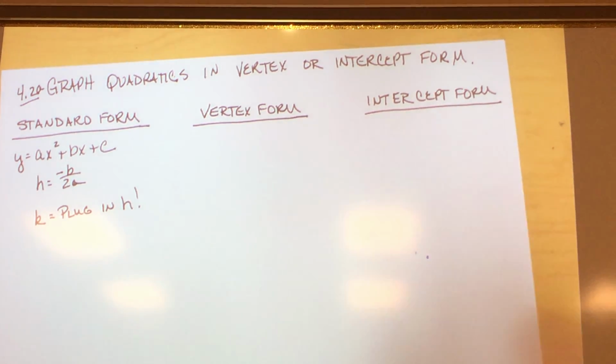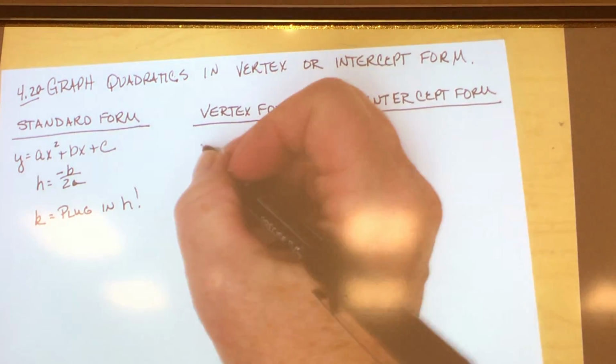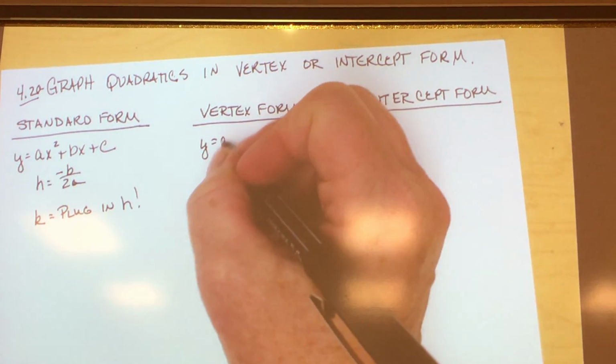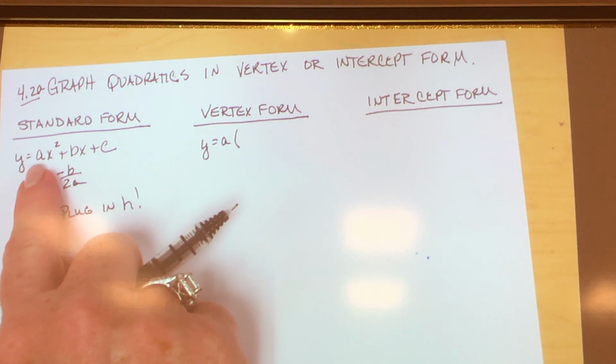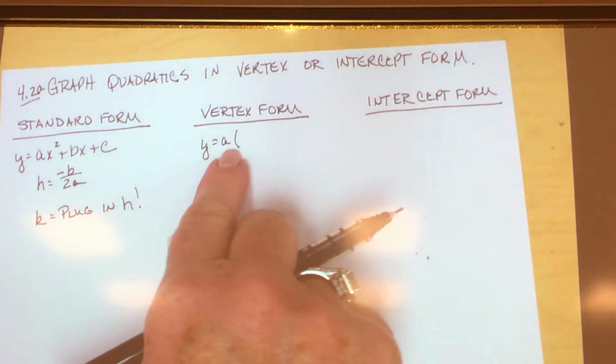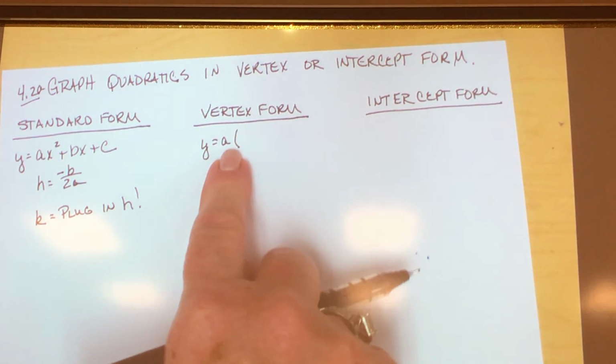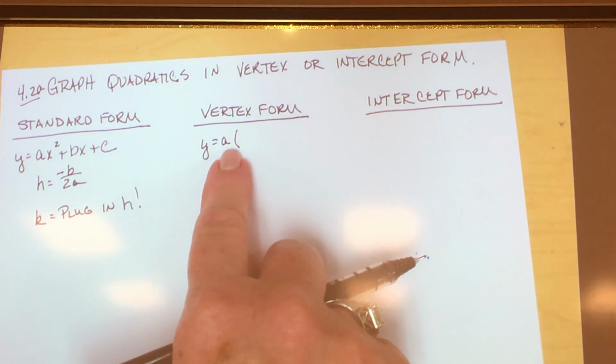All right, so let me show you what vertex form looks like. Y is equal to A. Y'all, this A is the same A as this A. What is this A going to tell me? Tell me some things it's going to tell me. If it opens up or down. If it's positive, it'll open up. If it's negative, it'll open down. What else is it going to tell me? Yeah, if it's narrower or wider or the same.